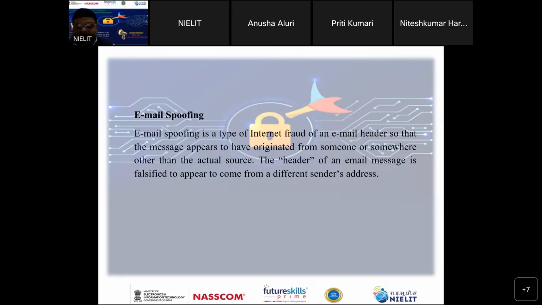Now, what are the different types of attacks we face in emails? The first one is email spoofing. What is email spoofing? Email spoofing is a type of internet fraud where an email is sent so that the message appears to have originated from someone or somewhere other than the actual source. The header of an email message is falsified to appear to come from a different sender address.